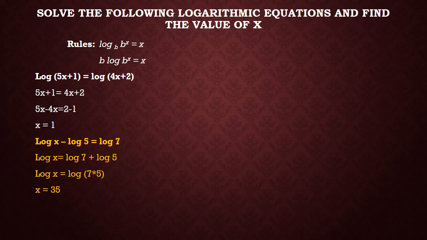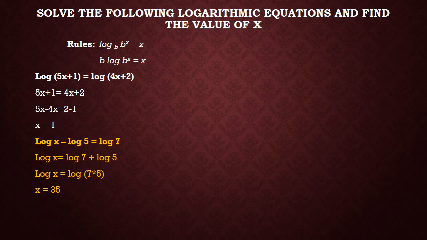Log of 5x plus 1 is equal to log of 4x plus 2. You have log on both sides, so you can solve these equations as such. 5x plus 1 is equal to 4x plus 2. And this gives you 5x minus 4x is equal to x, and 2 minus 1 equals 1. So x is equal to 1.